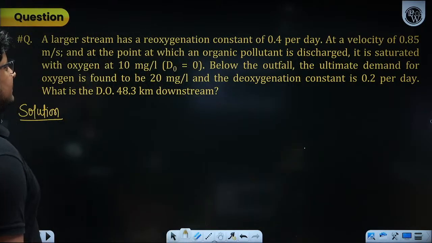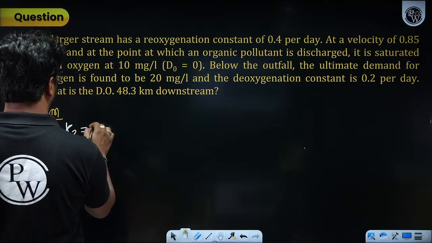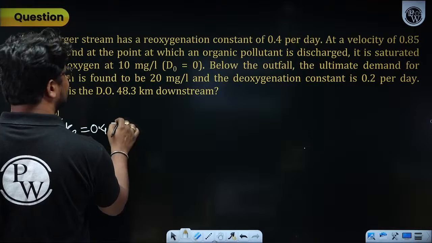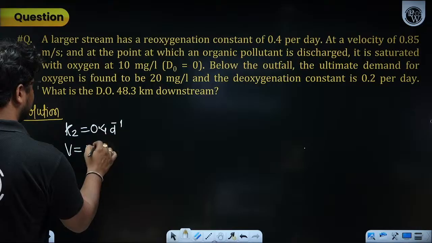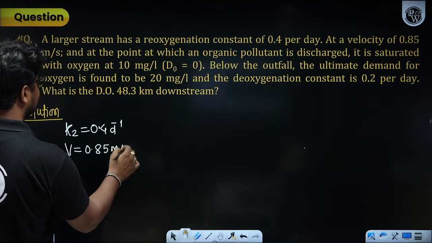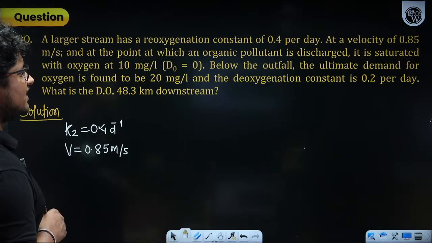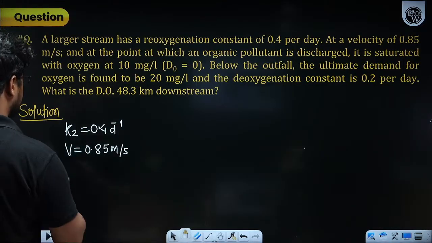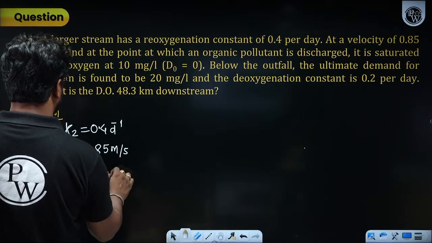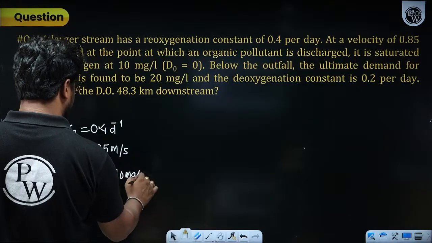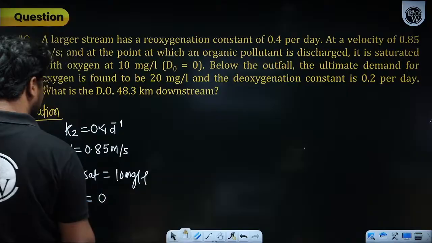Larger stream has a reoxidation constant. So they have given you K2, which is 0.4 per day, at a velocity of 0.85 meter per second. At the point at which the organic pollutant is discharged, it is saturated with dissolved oxygen, so they have given you the saturation, which is 10 milligram per liter. At the same time, they have given you the initial oxygen deficit as 0.